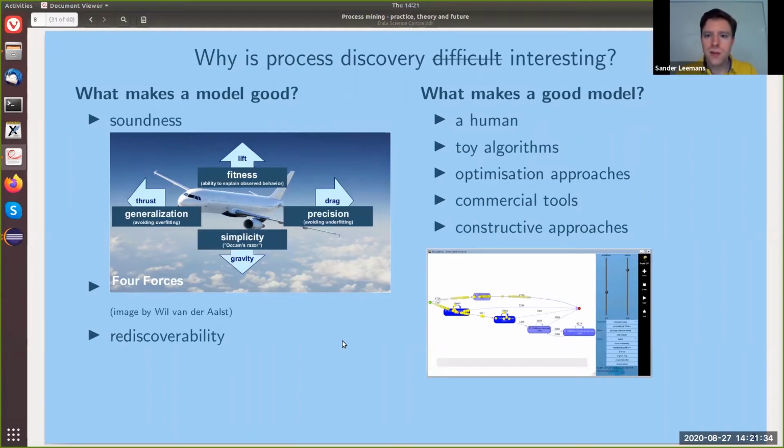So process discovery, in summary, is not a done deal. There are several techniques, I think around 50 different process discovery techniques, and all of them make a different trade-off between these 4 quality criteria. And this also makes it quite different from other areas of data mining.